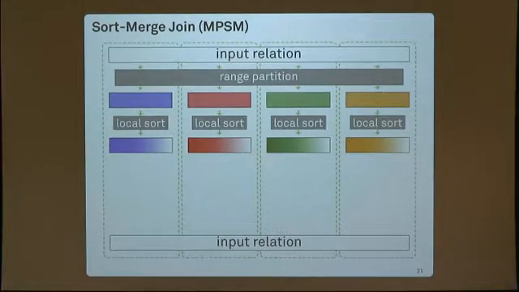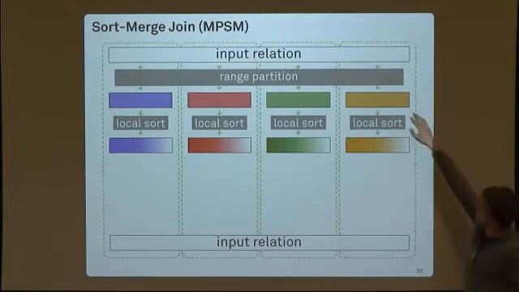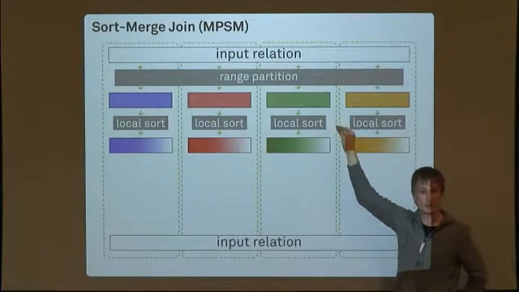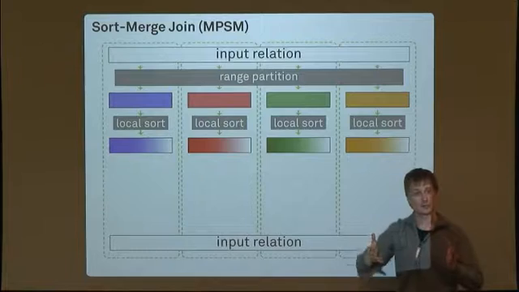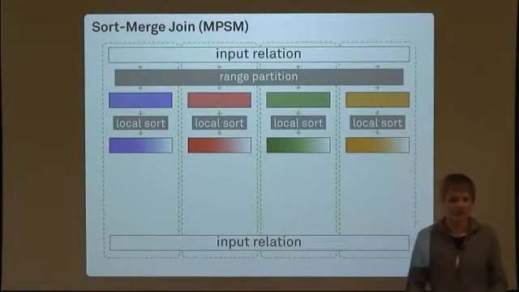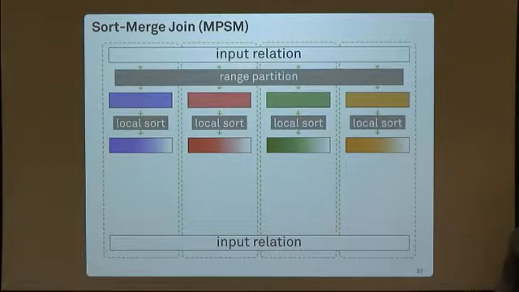Now, the claim, and here in the range partitioning phase, you do have to cross the NUMA boundaries, right? Whether you do this with merging, as I just sketched before, or whether you do this with range partitioning, that doesn't really make a difference. You do have to cross the NUMA boundary.